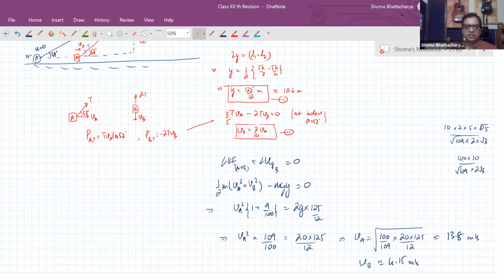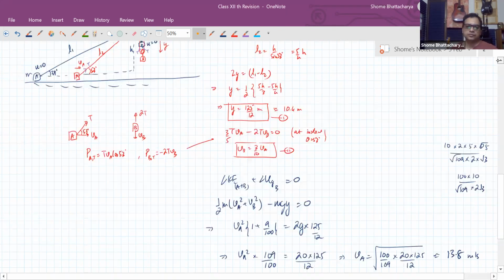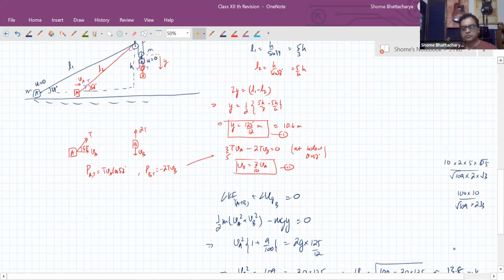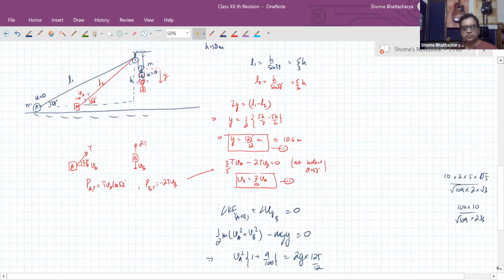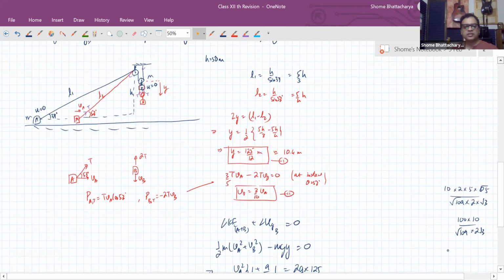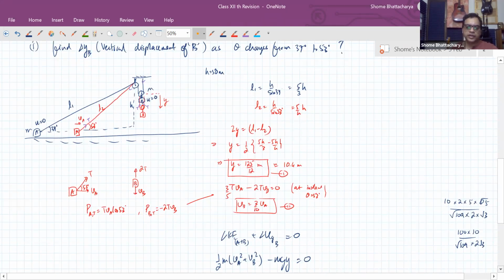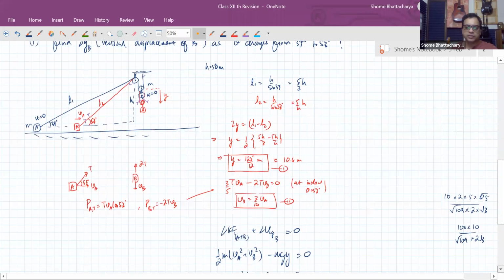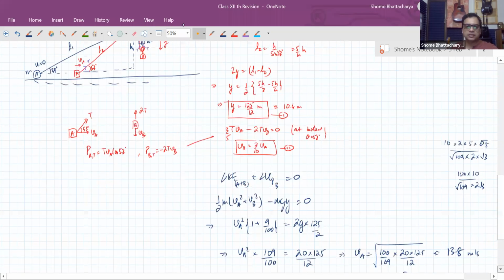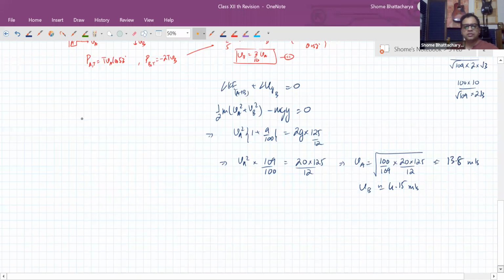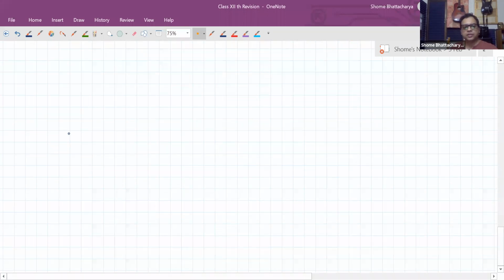Now the more tricky thing here is to find out the accelerations. So I'll come to that. So for acceleration, for the constraint relation, we'll have to take theta as an instantaneous quantity. When you're writing the constraint relation between VA and VB, you'll have to take theta as an instantaneous quantity. So that's the tricky thing here.